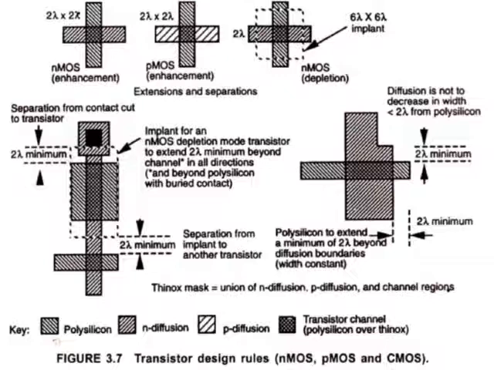Here we have formation of transistors: NMOS enhancement transistor, PMOS enhancement transistor and NMOS depletion transistor. And here again we have some rules, that is implant. This is called an implant. For an NMOS depletion mode transistor, see this dotted line, it indicates that it is a depletion mode transistor where the channel is already present. So we extend 2 lambda minimum beyond the channel in all directions.